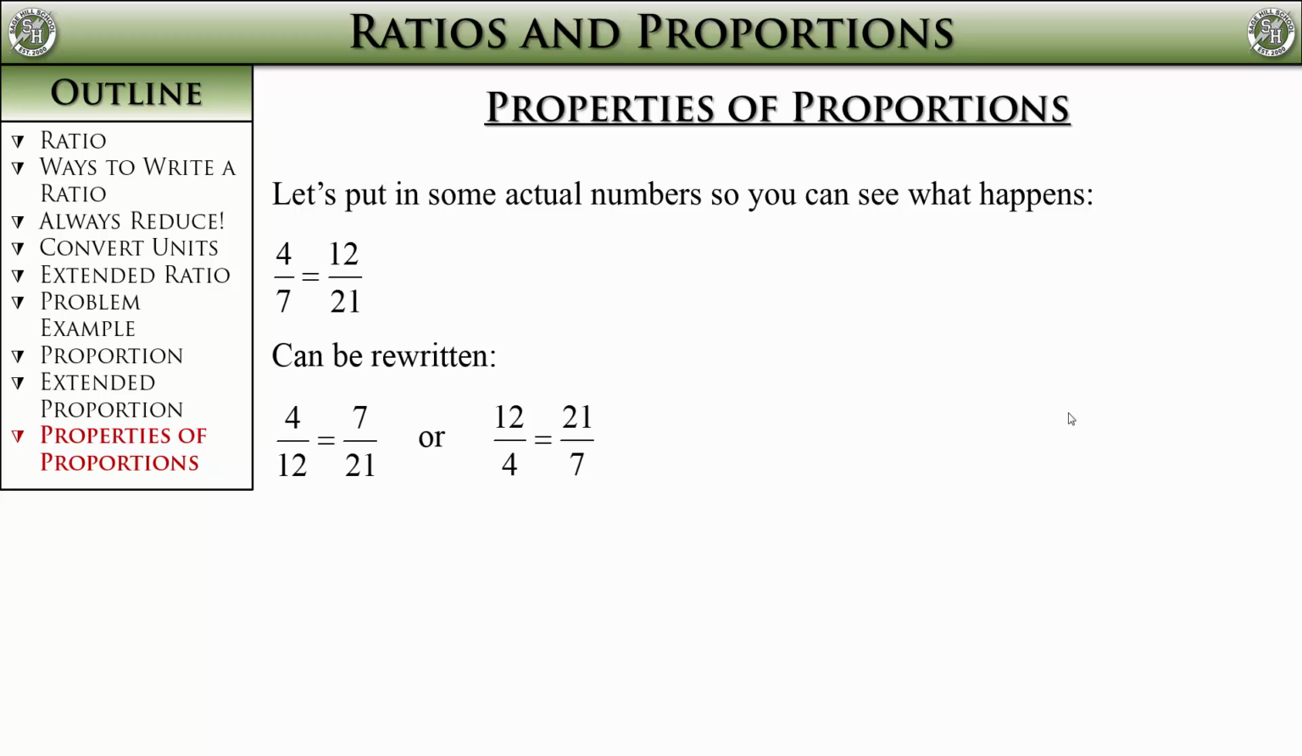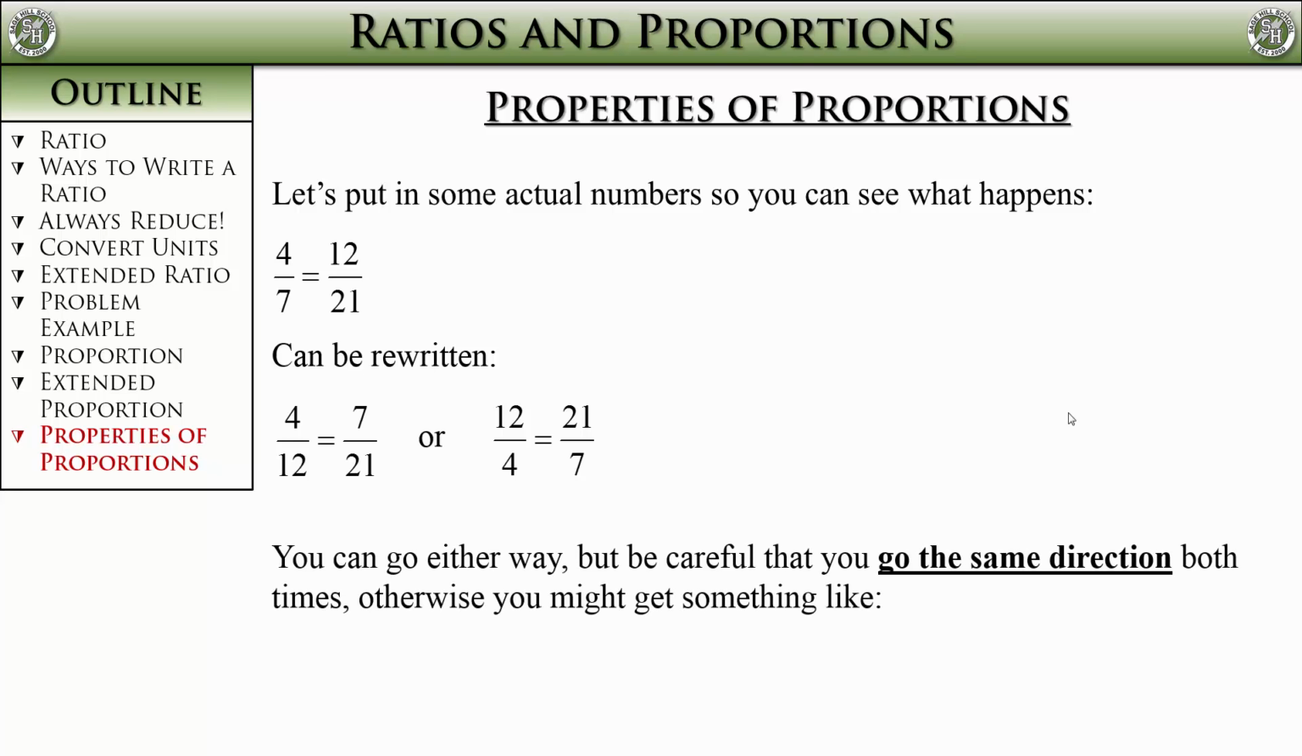Both of them work. The left one reduces down to 1/3 on both sides. The right one reduces down to 3/1 on both sides. That works. You can go either way. But be careful that you go the same direction both times, otherwise you might get something like this, which clearly doesn't work. Pick a direction and stick with it.